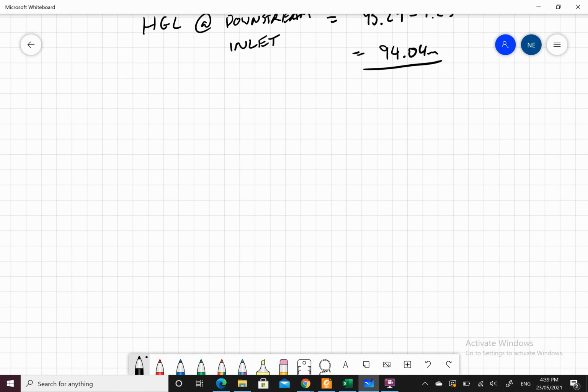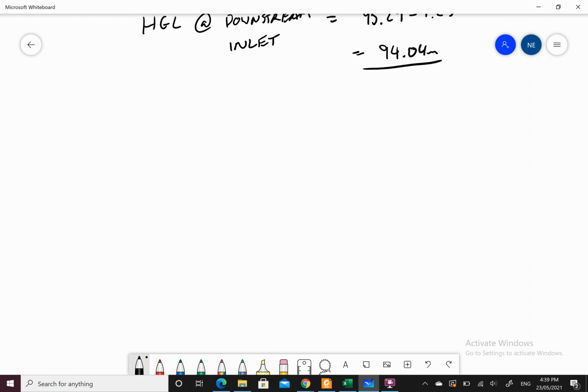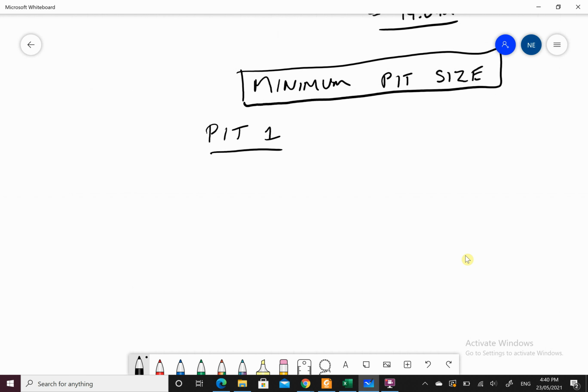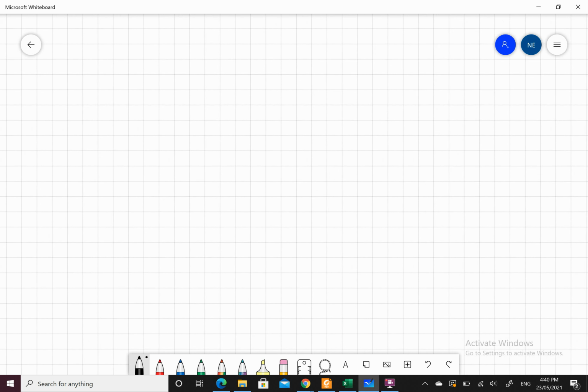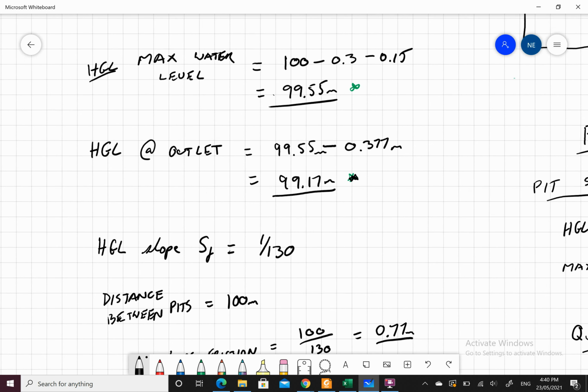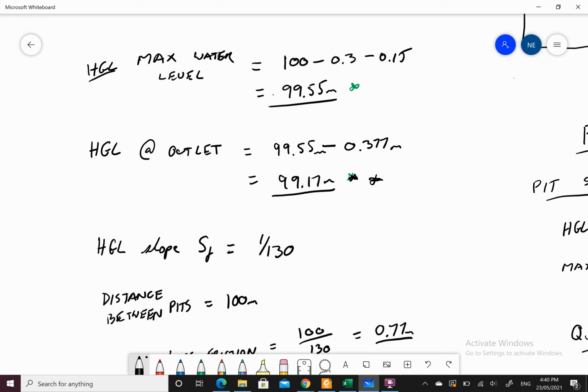Alright, so from this we can work out our minimum sizing. So if I go pit 1, this is our minimum pit sizing. Let's just take pit 1 for our example. Our minimum size here is going to be equal to the top of the pit subtract, where did I put those calcs? my hydraulic grade line at my outlet.